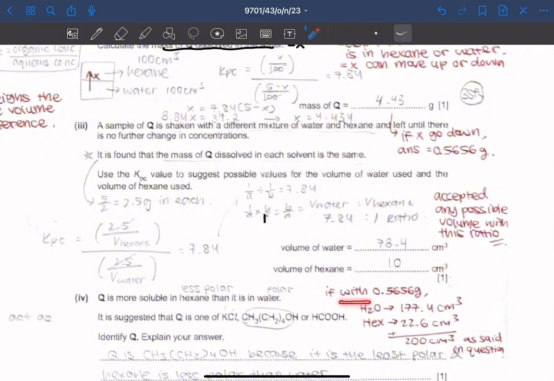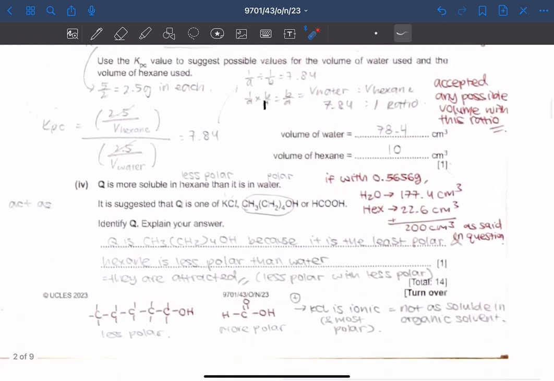Or in the answer key, if you use 0.5656 gram for the previous question, you can use 177.4 cm cube and 22.6 cm cube, which both add up to 200 cm cube, which is the same total volume as the previous question, 200 cm cube.